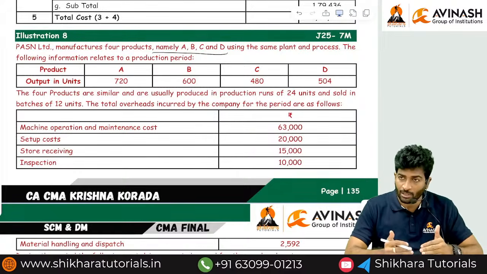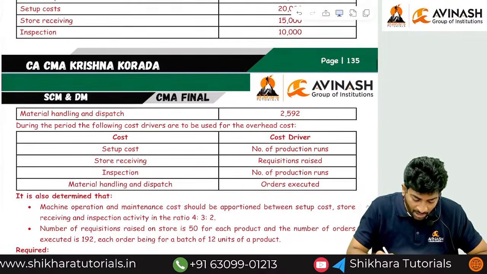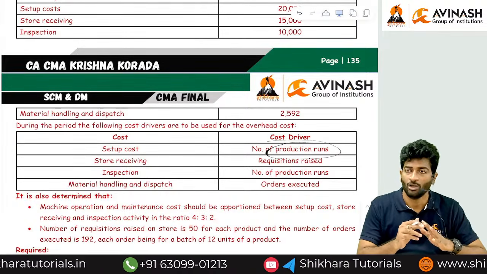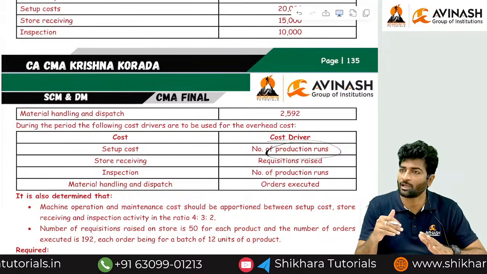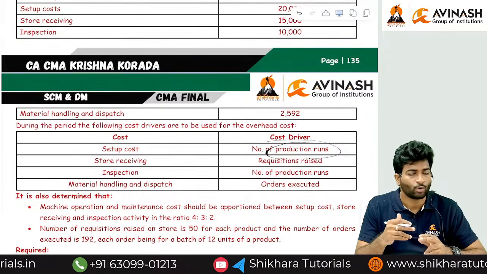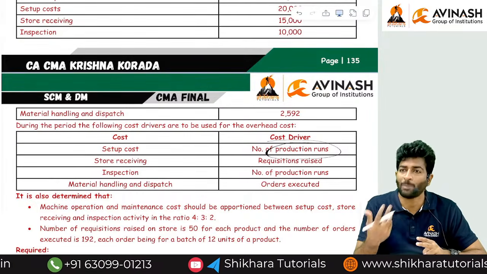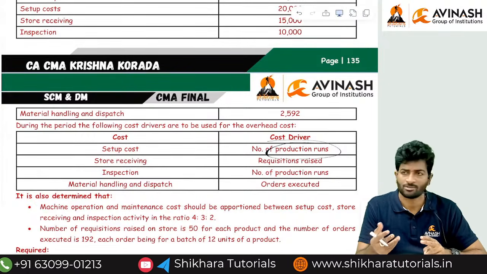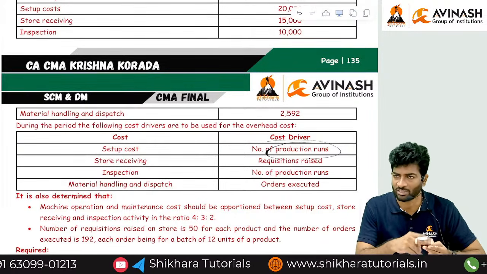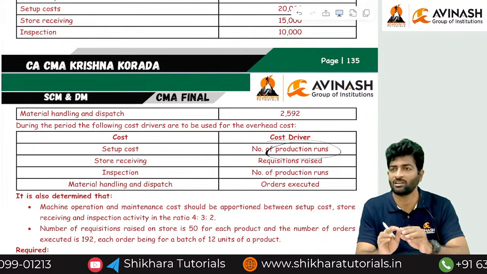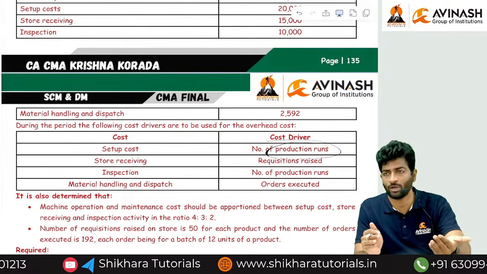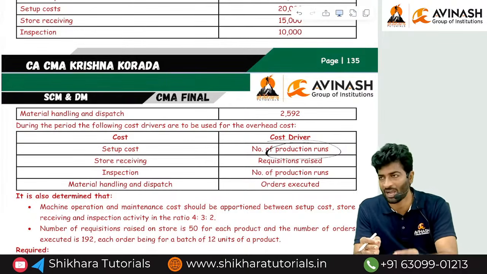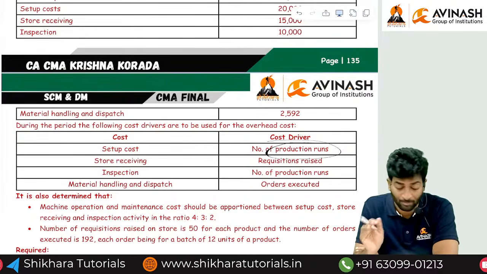Here, depending upon the cost driver they are giving, I think they are using production runs, right? That is used as the production run. Or else sometimes they may give you batches. See, 24 units form one batch, one production run, one time for setting up the machine. Unless they are using some other parameter for some other overhead, batches, setups, everything is here.